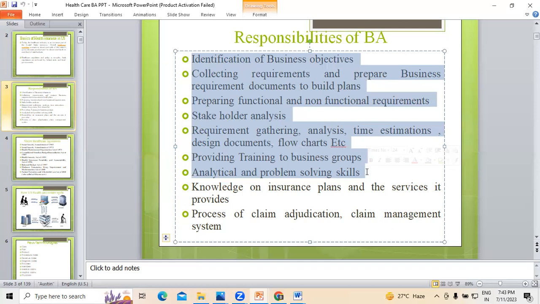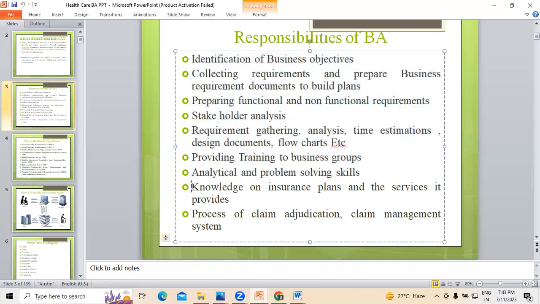Now, importantly, the major difference if you are a business analyst working for healthcare organizations: the very first thing is that we need knowledge of insurance plans, as well as the kind of services provided. In the morning we discussed different insurances like Medicare and Medicaid, wherein Medicare has different sections A, B, C, D. In Medicaid, we don't have any sections as such.